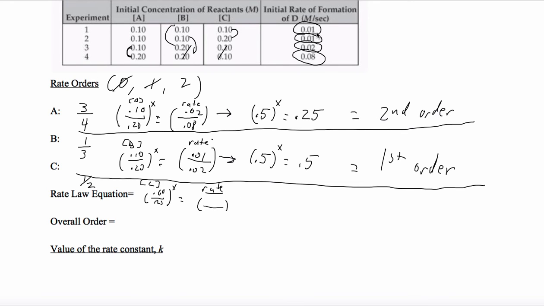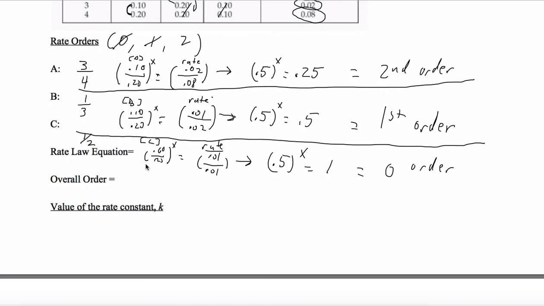The rate goes from 0.01 to 0.01. So this is 0.5x equals 1. So let's plug it in. If you plug in 0, 1. Okay, so it's 0 order.